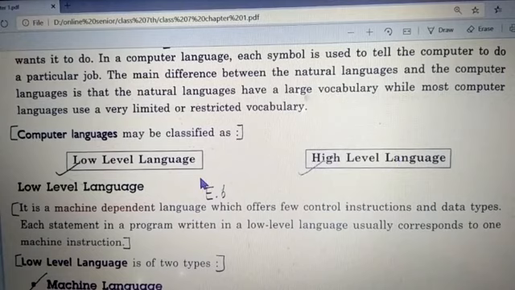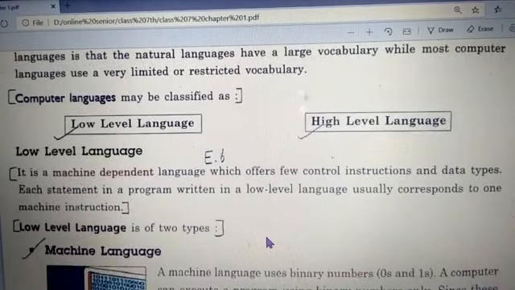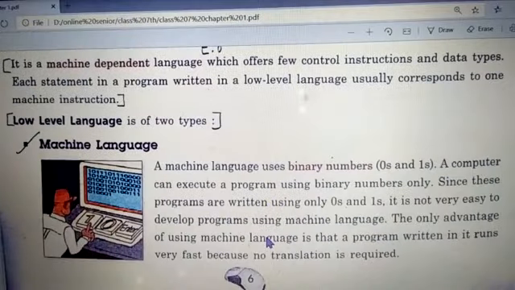To explain how it works, children, this language offers only a few, limited control instructions and data types. Whatever statement is written in a program in low level language usually corresponds to one machine instruction. Only one machine instruction is there. So let me explain a little bit further in detail this time.